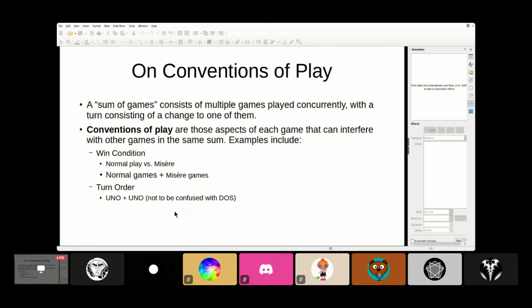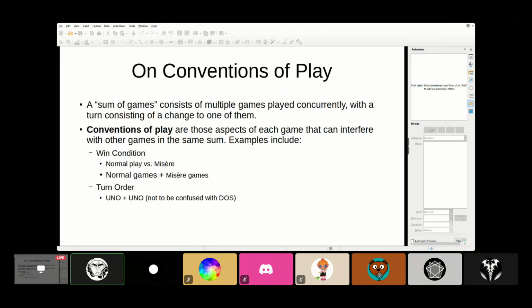I have a question about the sum of games concept. If... Yes, that's okay. Go ahead. So, you were talking about this win condition thing. When we say we have a sum of games, presumably they each have an individual win condition. What is the normal way to have the sum win condition? Like, is it that you win any of the games, or do you have to win all of the games, or is it something else?